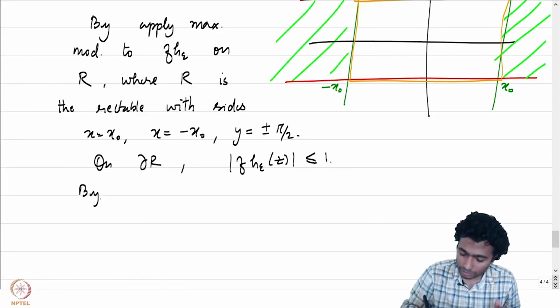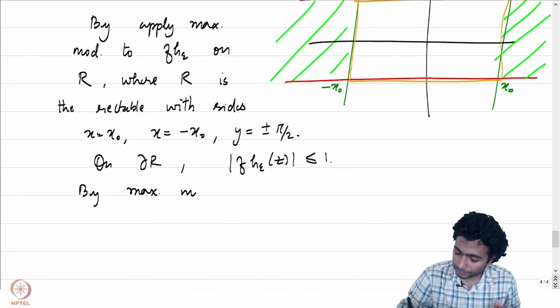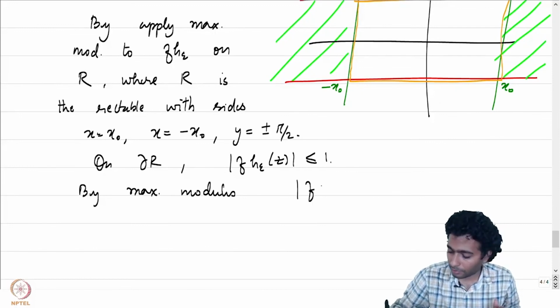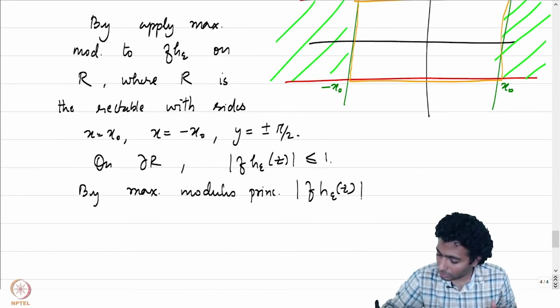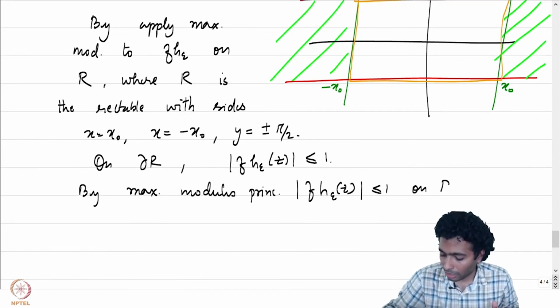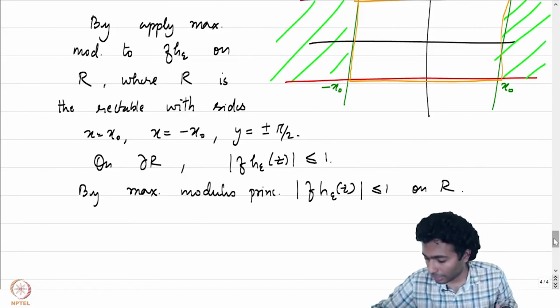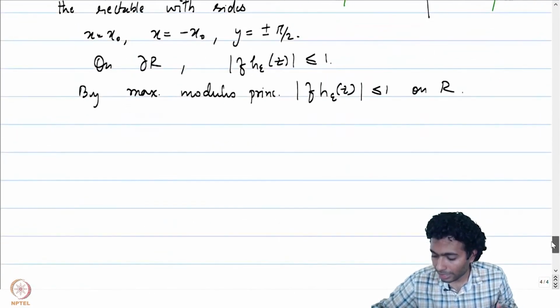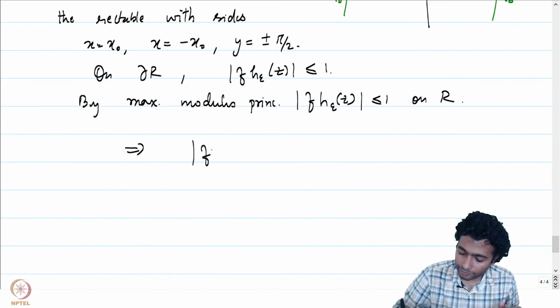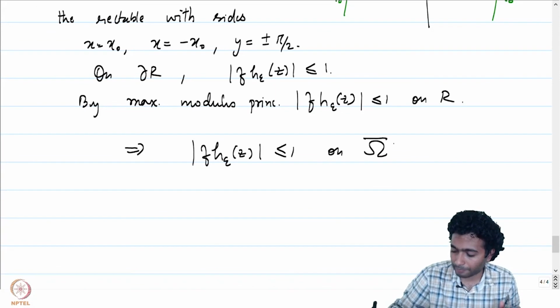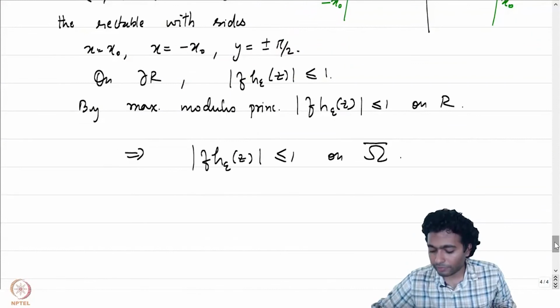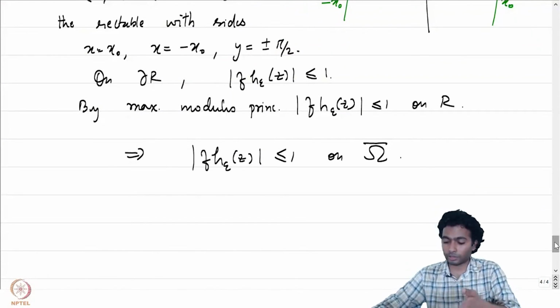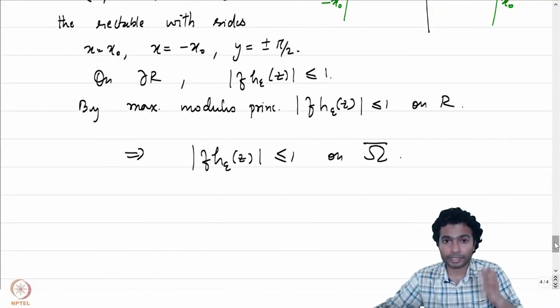And by the maximum modulus principle on R, we have the absolute value of f h epsilon of z less than or equal to 1 on R. So not just the boundary of R, on R as well, this is less than or equal to 1. And hence, the absolute value of f h epsilon of z is less than or equal to 1 on omega bar. So using this auxiliary function, what we have concluded is that the absolute value of f h epsilon is less than or equal to 1 on the entire domain omega bar.